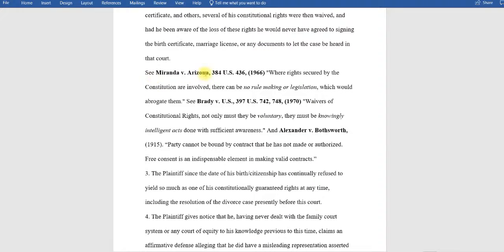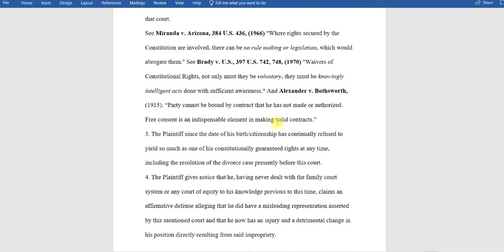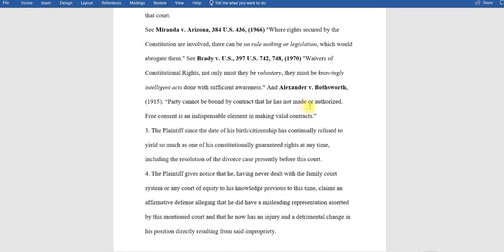Okay, so there's Miranda again. There's Brady versus U.S. Waivers of constitutional rights must not only be voluntary, but they must be knowingly intelligent acts done with sufficient awareness. Okay? A party cannot be bound to a contract he has not made or authorized. Okay? Free consent is indispensable.